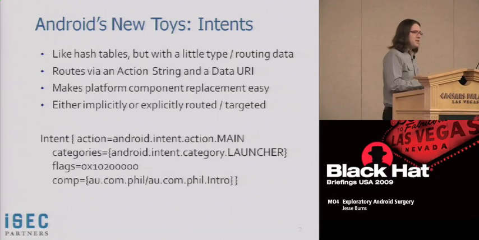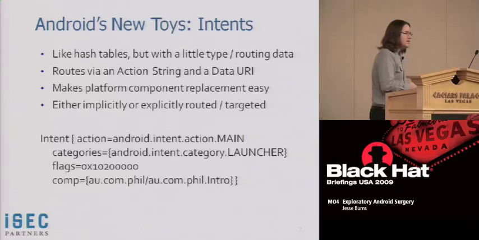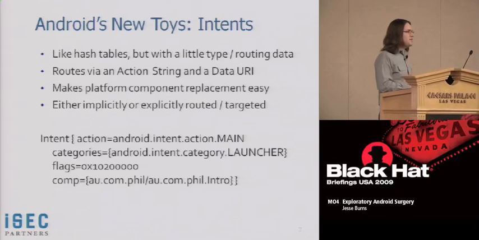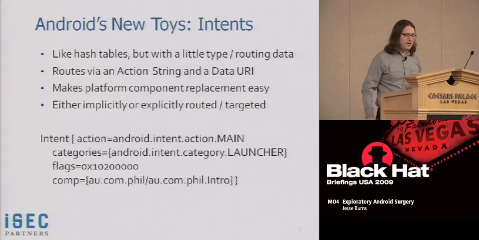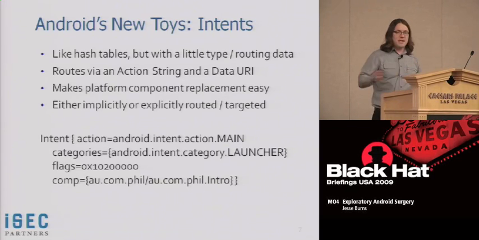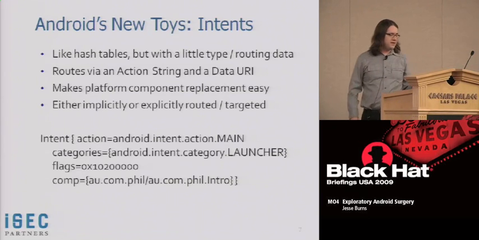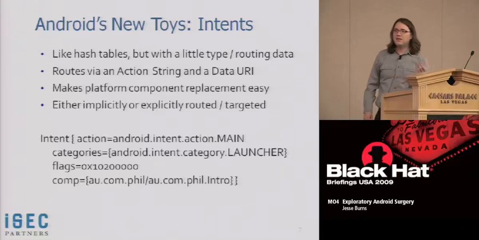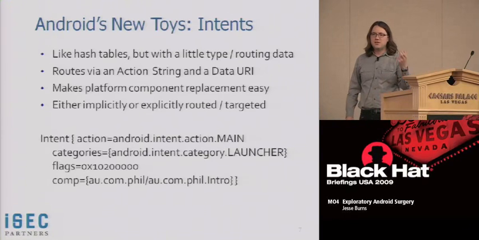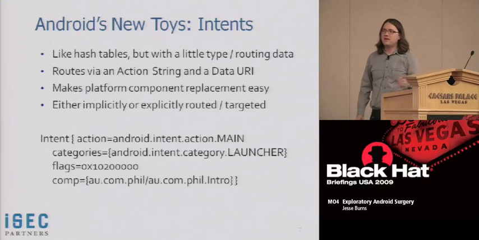So they can be implicitly or explicitly routed, and this one I've printed out here is the string representation of the intent you'd use to start that abduction game, if you want to help save cows. It has an action of main and a category of launcher, which means that this is it being launched by clicking it in the home menu. And it has a specific component set, meaning that the person who started this knew exactly what they wanted. They didn't want the runtime to help them figure it out.